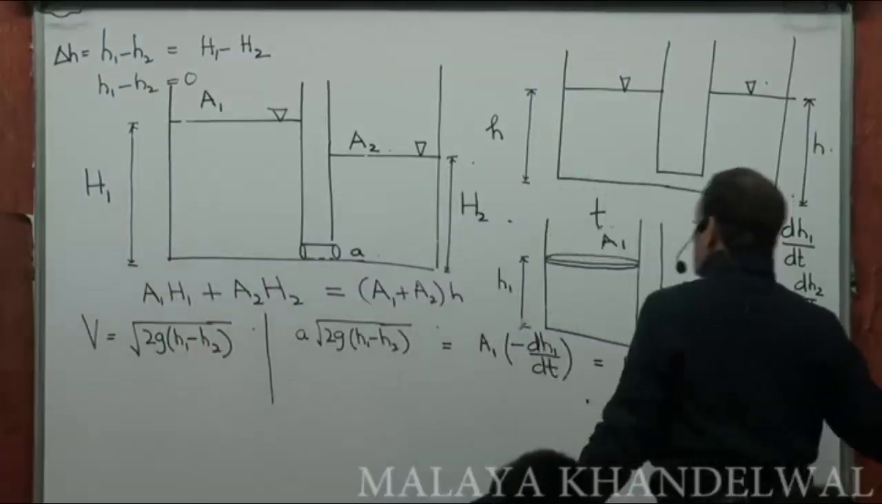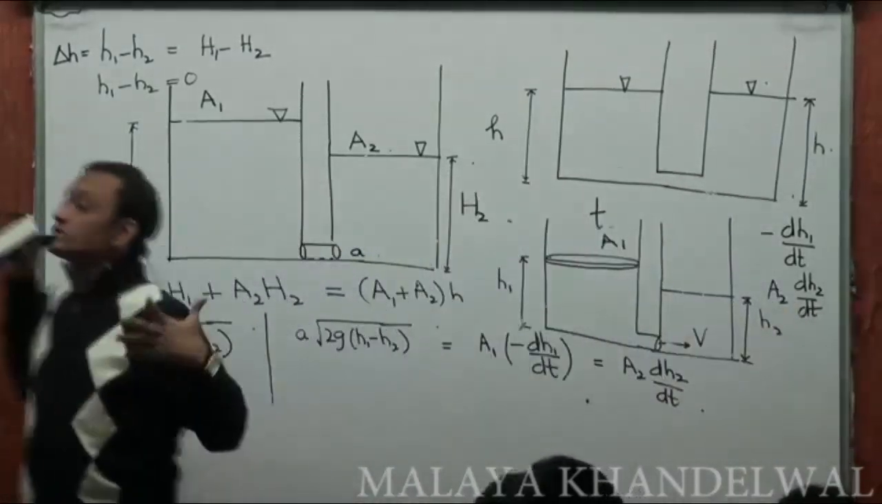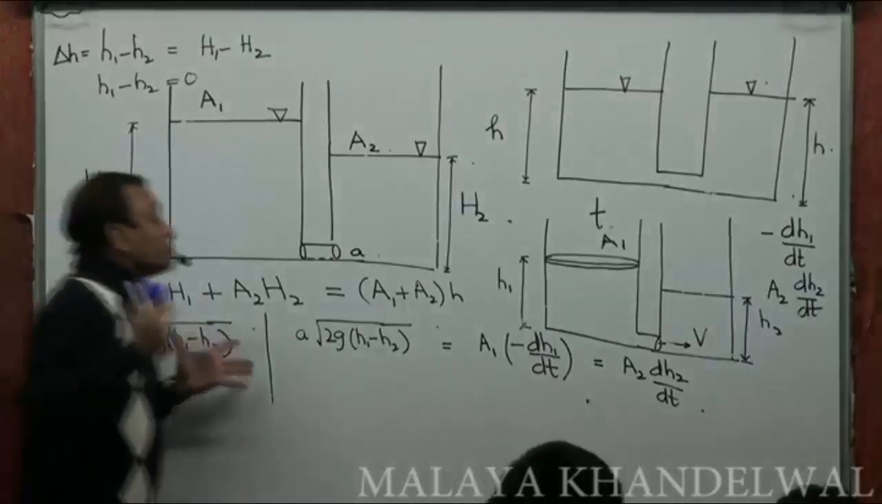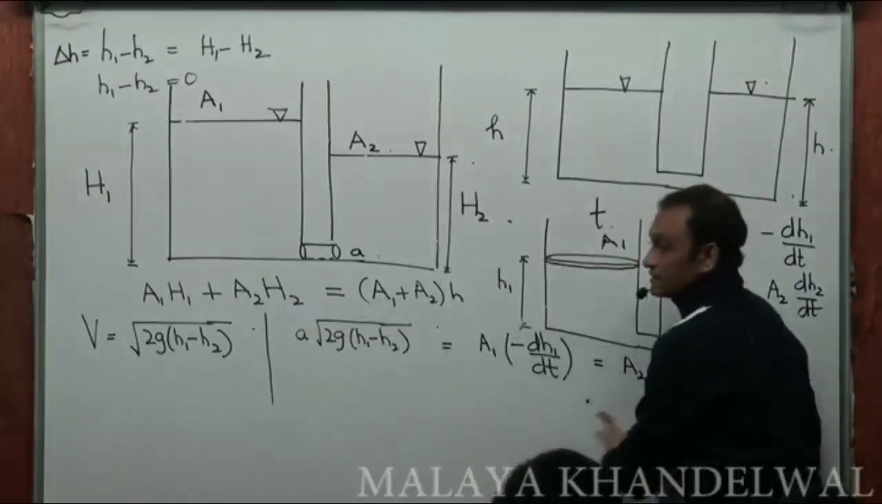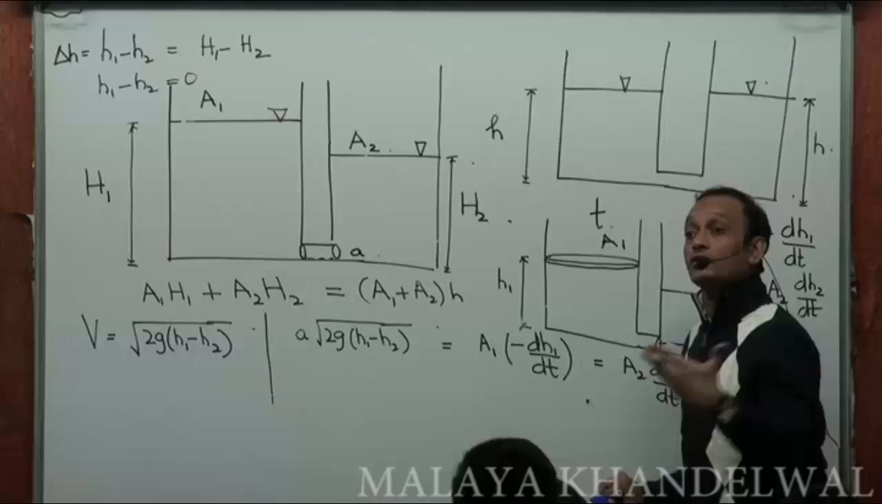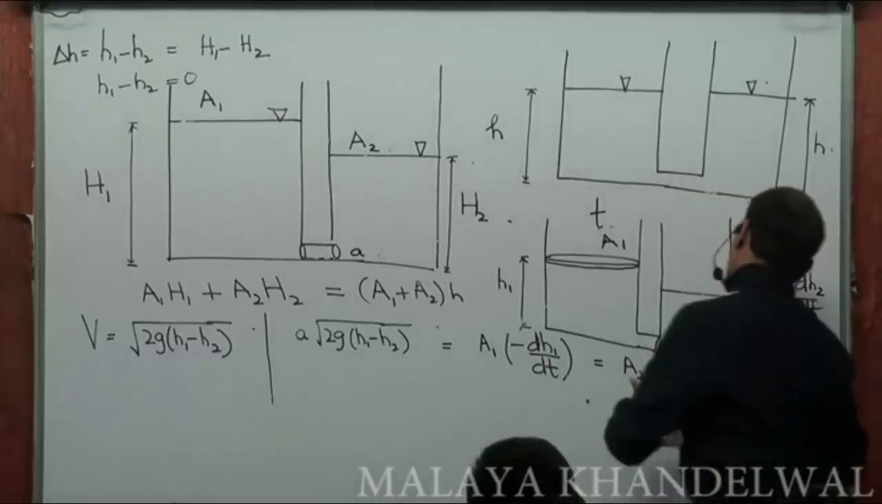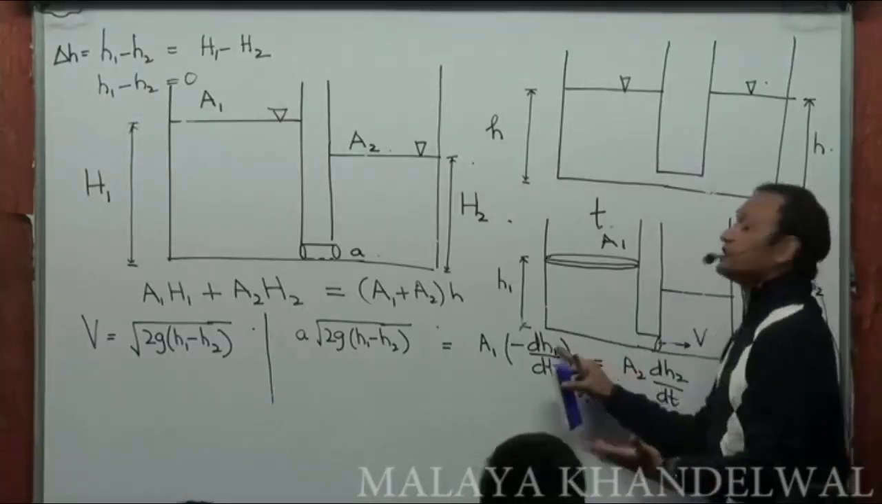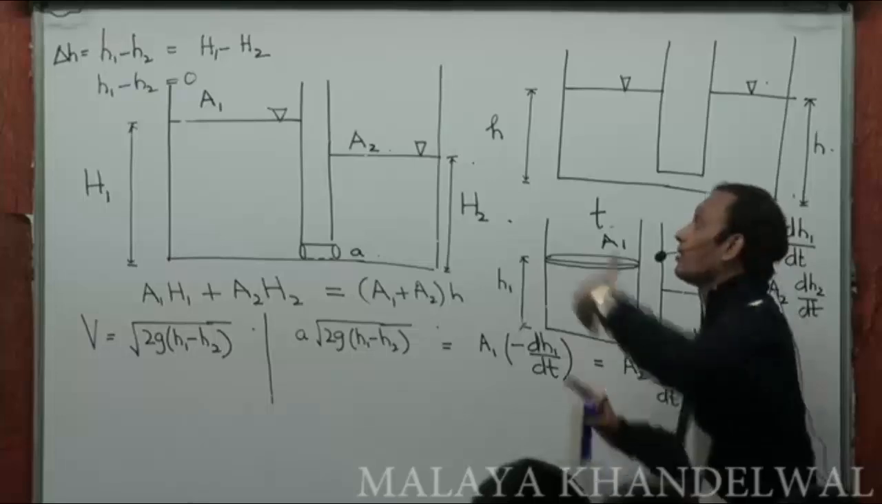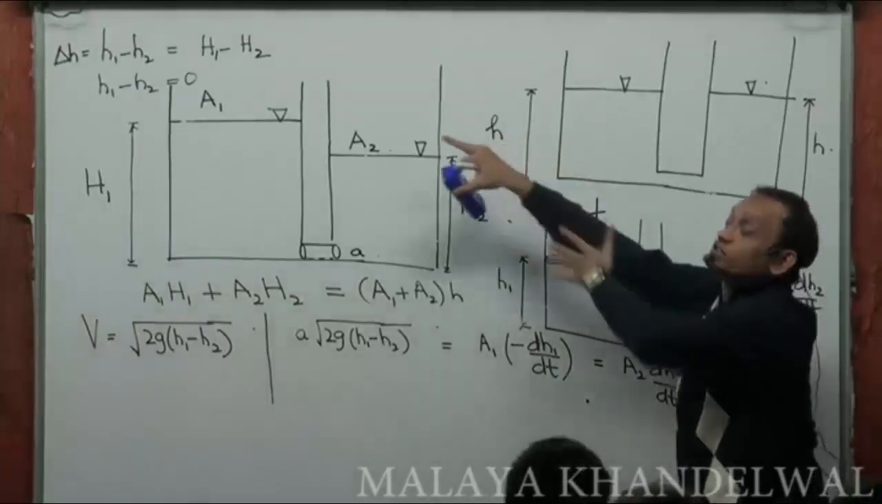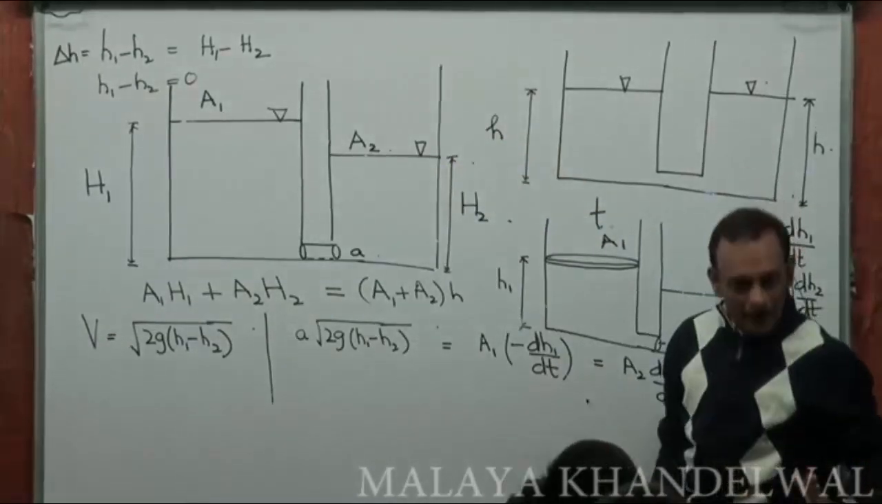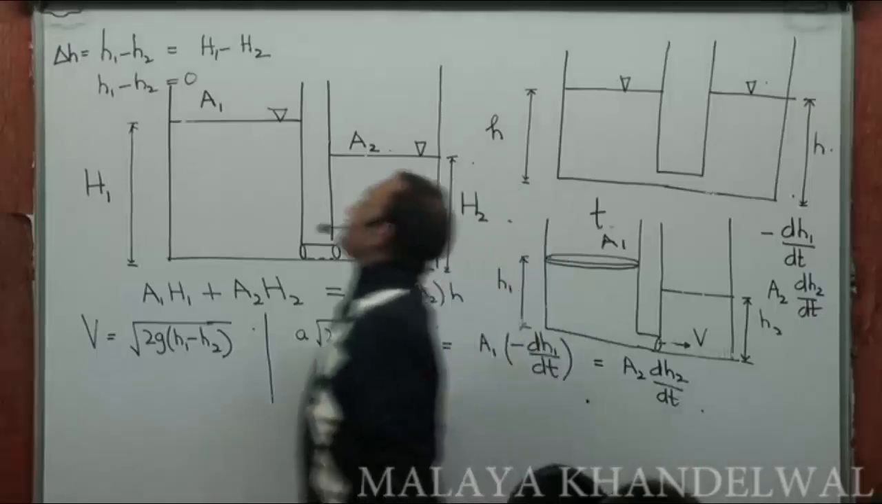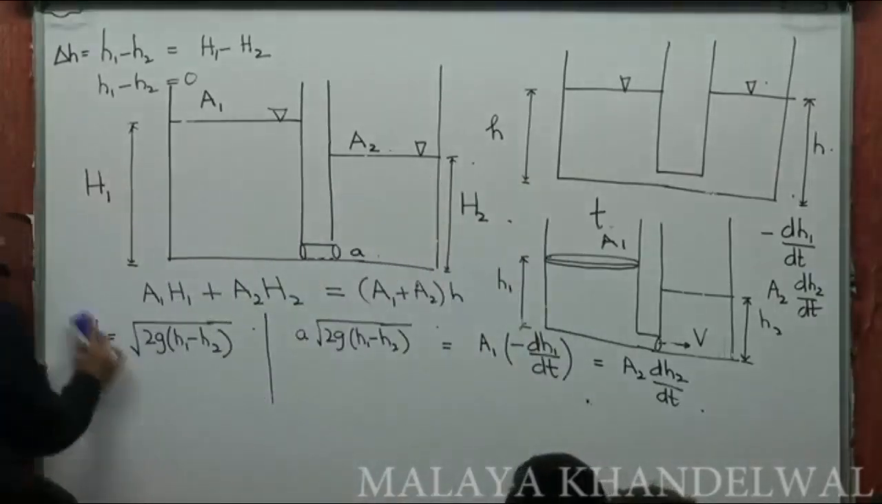Now, this is the physics of the problem. We need to take care of the mathematics. This is the physics. Let's now take care of the mathematics. Let's find the time it takes for h1 minus h2 to go from capital H1 minus capital H2 to 0, right? So let's gracefully address this issue.